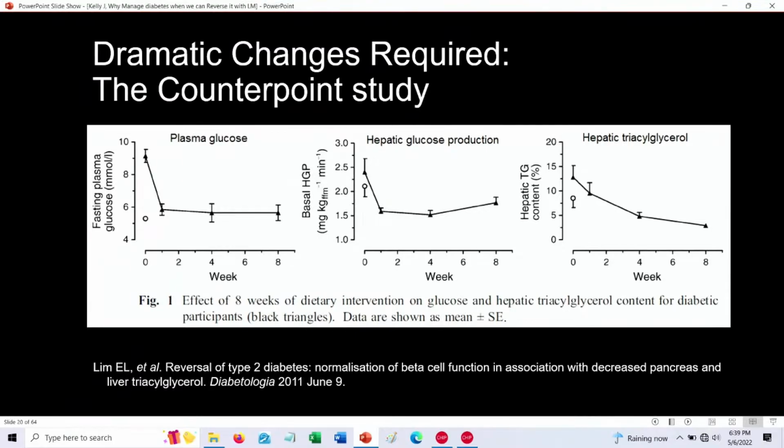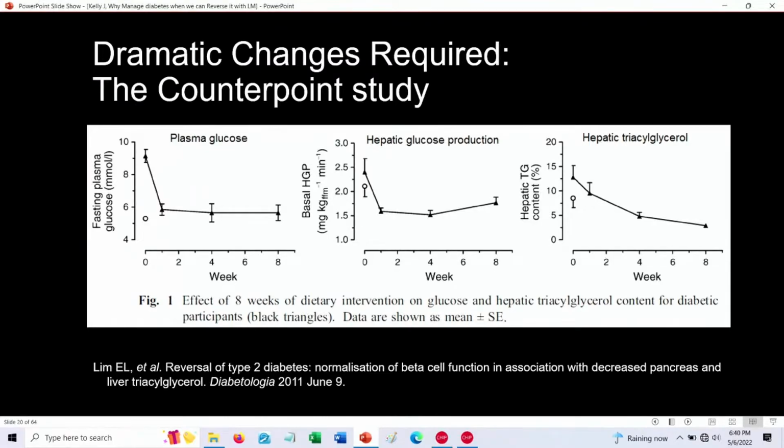So here's what you see, a chart. There's three things that they're looking at in this slide. On the left-hand side, we have the fasting blood sugar, plasma glucose. And you can see the x-axis goes from 0 to 8, or actually one more, to 9. And you can see that in 1 week, the fasting glucose came into a normal or healthy range.